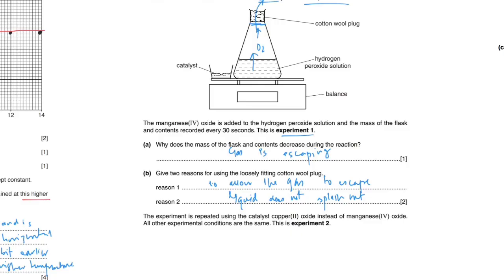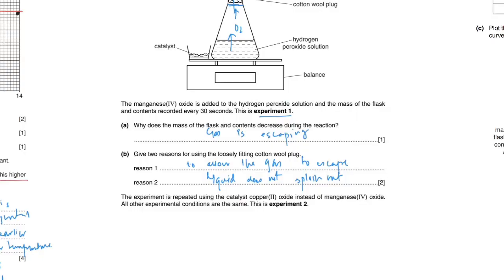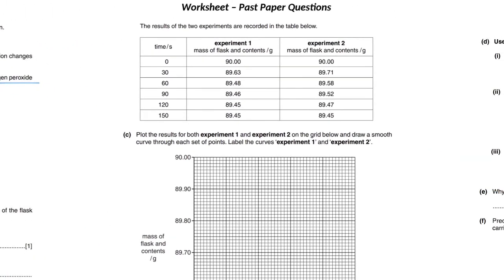Okay, so the next part is that the experiment is repeated using the catalyst copper 2 oxide instead of manganese 4 oxide. All the experimental conditions are the same. This is experiment number 2. So experiment 1, they've given you the time and the mass of flask. Then you can actually compare the 2 experiments. For example, after 30 seconds, the mass remaining in experiment 1 was 89.63 and the mass remaining in experiment 2 is 89.71. So experiment one is actually taking place a bit faster as compared to experiment 2.